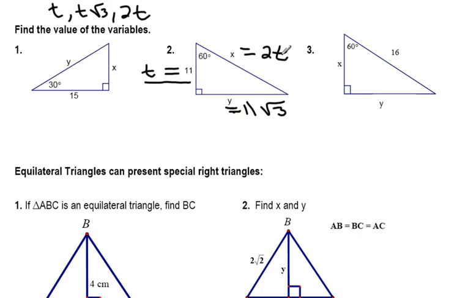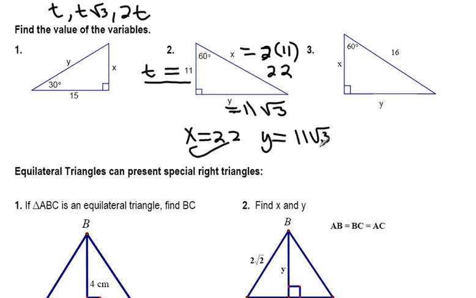Okay, over here we want to erase the t and replace it with what t equals, which is 11. So we're doing 2 times t, which is 11. So we're doing 2 times 11, which is 22. All right, so our final answer is x is 22 and y is 11 times the square root of 3.